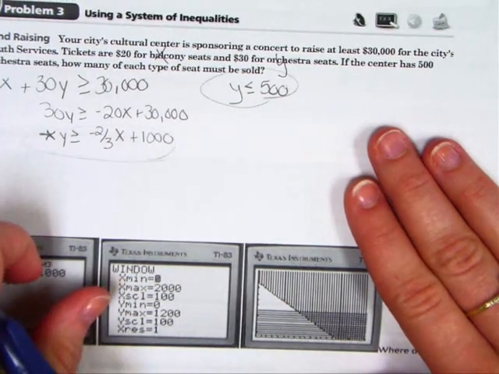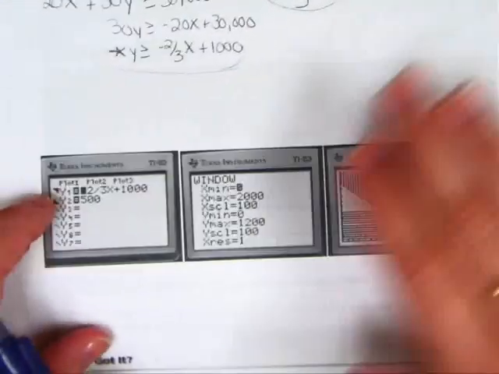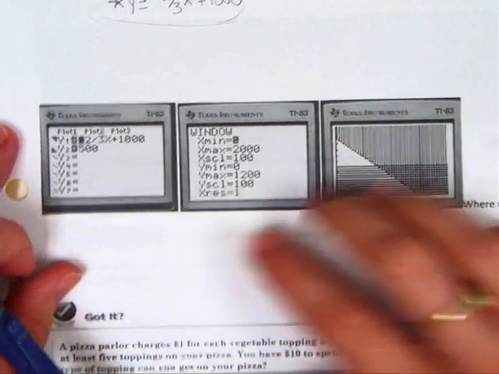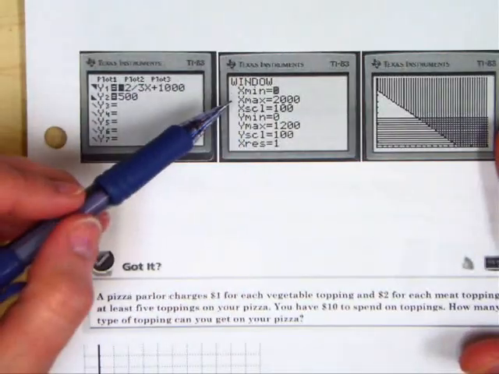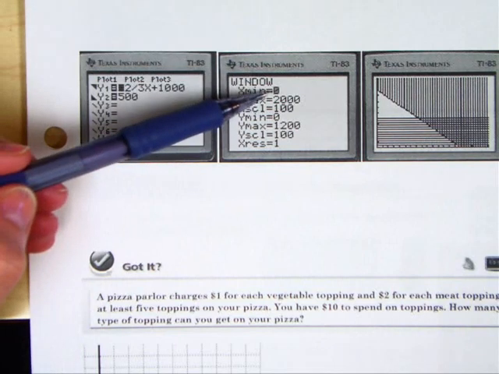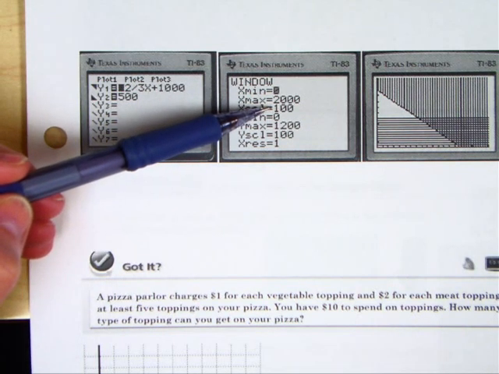Now what you need to do is learn how to put it in on your calculator. Now down here I gave you all the different steps. You can see that I have the equations in, and look at the window how I changed it. I made the x minimum 0 and the x maximum 2,000.